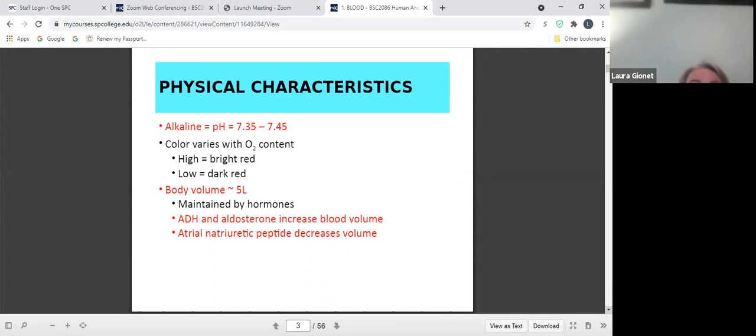Normal body volume is about 5 liters. We're going to cover that again in a few more slides. Give or take a little more depending on body size, about 5 liters of blood. It's maintained by different hormones. Hormones such as antidiuretic and aldosterone help maintain blood volume and therefore blood pressure. And atrial natriuretic peptide decreases blood volume.